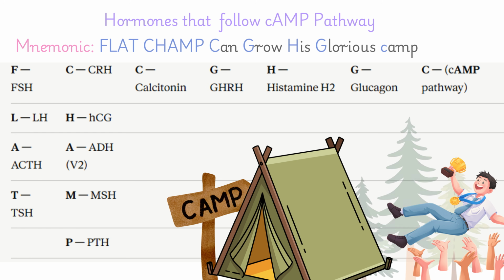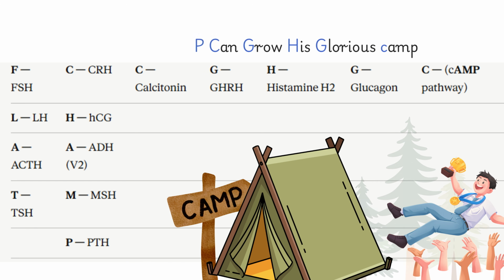A is for ADH, specifically when it acts on the V2 receptor. M is for MSH, melanocyte-stimulating hormone. P is for PTH, parathyroid hormone. Moving forward, CAN reminds us of calcitonin. GRO is for GHRH, growth hormone releasing hormone. HIS is for histamine, acting through the H2 receptor. GLORIOUS is for glucagon. And the word CAMP itself reminds us that all of these hormones signal through cyclic AMP.